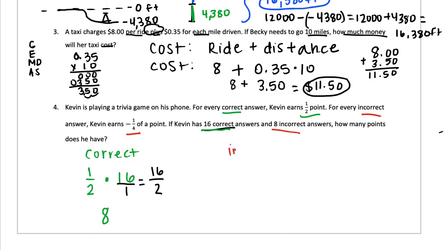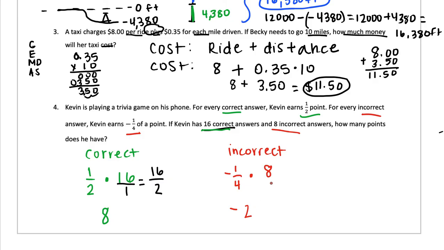But now he also has some incorrect answers, and every time he gets a question incorrect, he loses a 1/4 of a point. So he's getting negative 1/4 for 8 incorrect answers. So you're kind of asking yourself two things here. This is a negative times a positive. A negative times a positive is automatically going to be negative, and this makes sense because he's losing points when he gets things wrong. So our answer needs to be negative there. But now I just want to say, okay, I want 1/4 of 8. Well, I need to figure out if I split 8 up into 4 pieces, how much would each of those pieces be? So I can say, well, that would be 2.